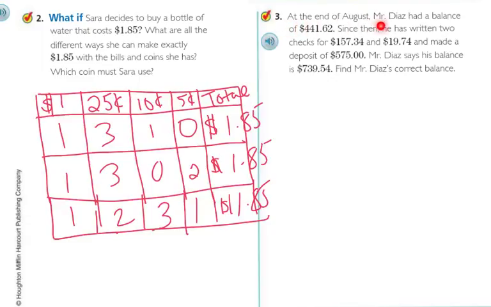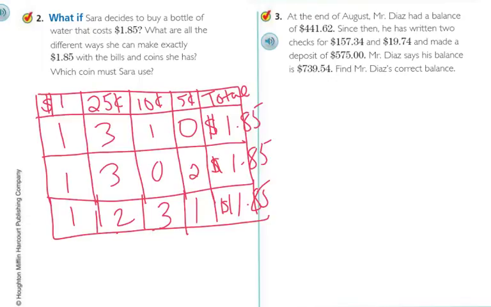Number 3. At the end of August, Mr. Diaz had a balance of $441.62. Since then, he's written 2 checks for $157.34 and $19.74 and made a deposit of $575. Mr. Diaz says his balance is $739.54. Find out if his balance is correct.